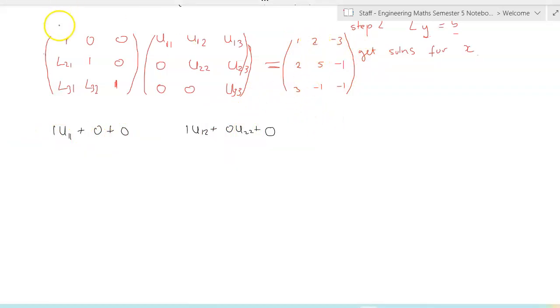And now the third element is going to be the first row by the third column. So it's 1 times U13, plus 0 times U23, plus 0 times U33. Right, that's the first row done.